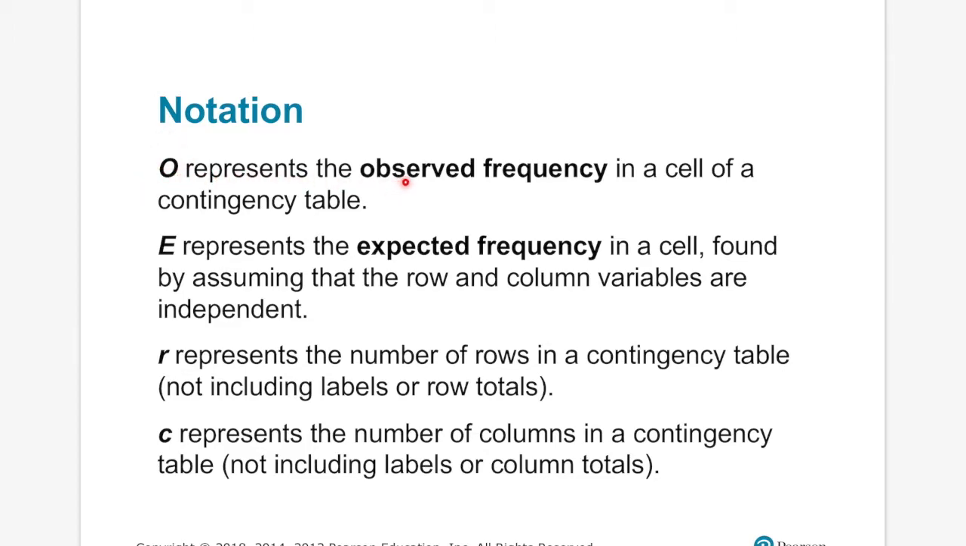O represents the observed frequency. E represents the expected frequency. R represents the number of rows in a contingency table. C represents the number of columns in a contingency table.